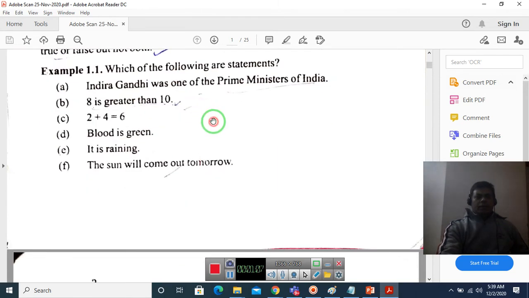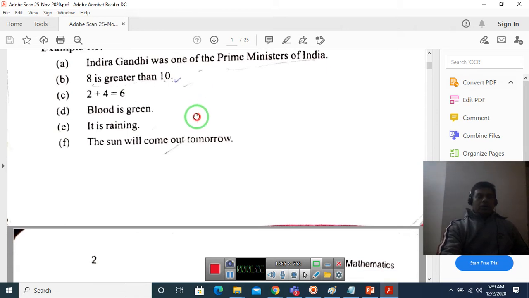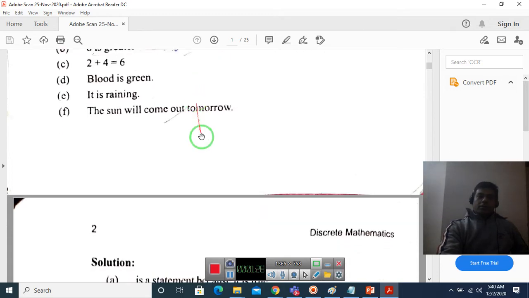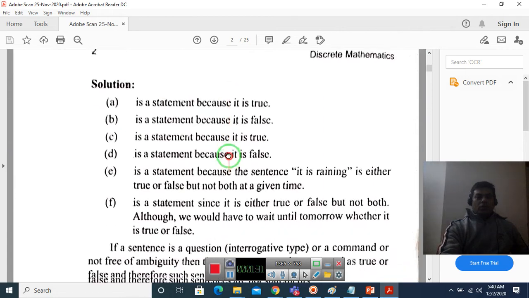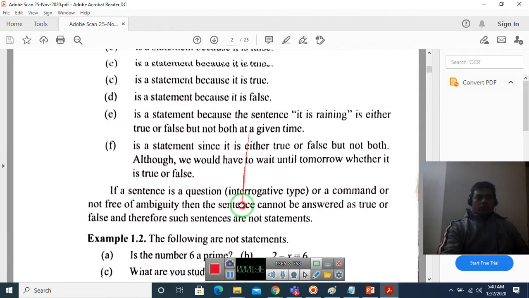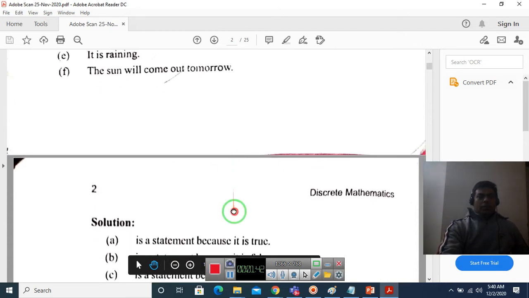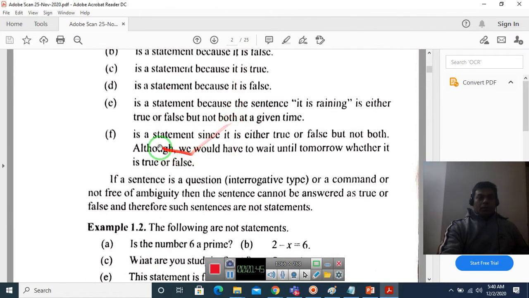For example, we can cover such examples. Indira Gandhi was one of the Prime Ministers of India. It is a simple sentence, so it is a statement. 8 is greater than 10, so it is also a simple sentence, it is a statement. 2 plus 4 equal to 6 is also a statement. Blood is green is also a statement. It is raining. The sun will come out tomorrow. All of these may be true or false, but they are statements. The sun will come out tomorrow is a statement, since it is either true or false but not both.